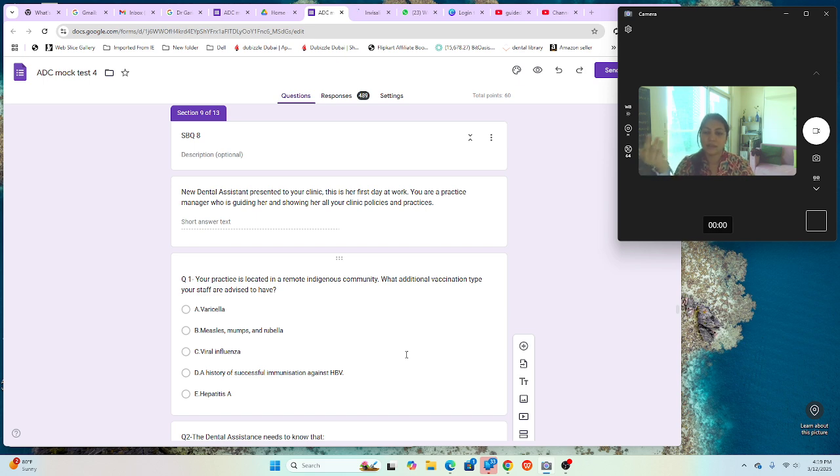Varicella, measles, mumps and rubella, viral influenza, a history of successful immunization against HBV, that is hepatitis B virus, and hepatitis A. Okay, let me get this clear. Varicella, mumps, measles and rubella, you get it in your childhood. Everybody does. I mean, 99% of the population does. So this is by default something you should have.